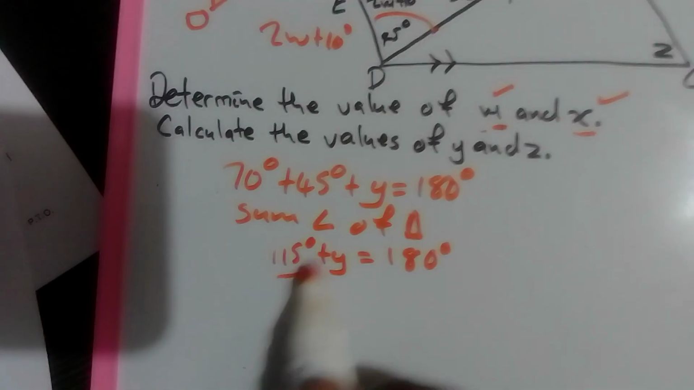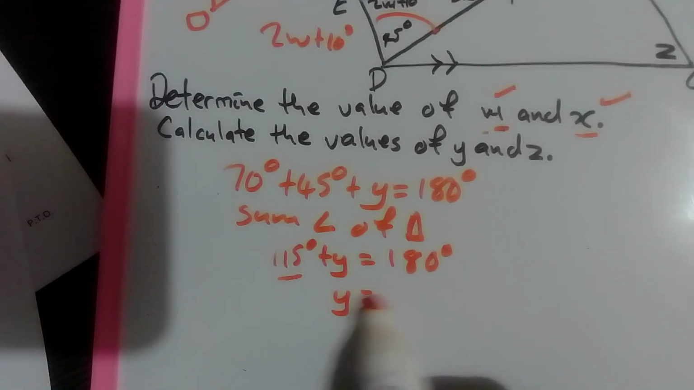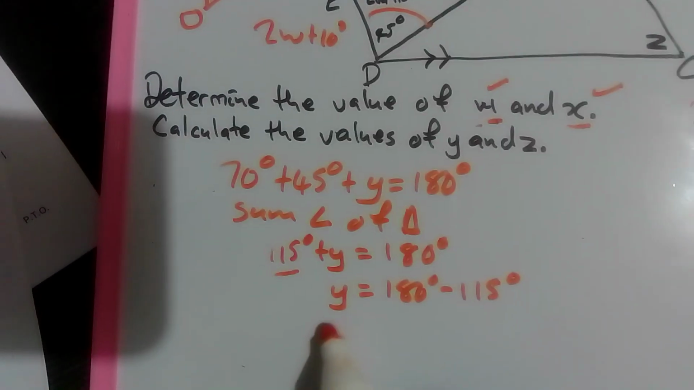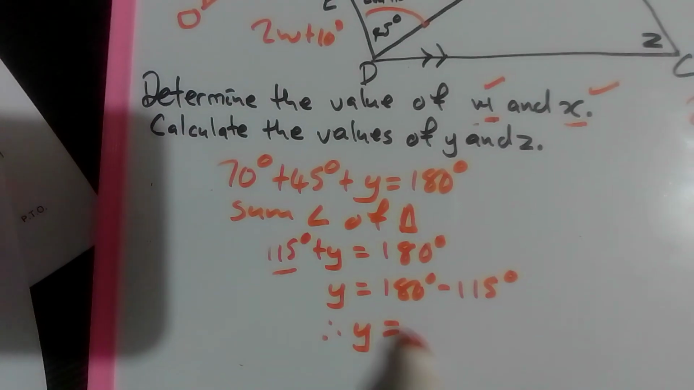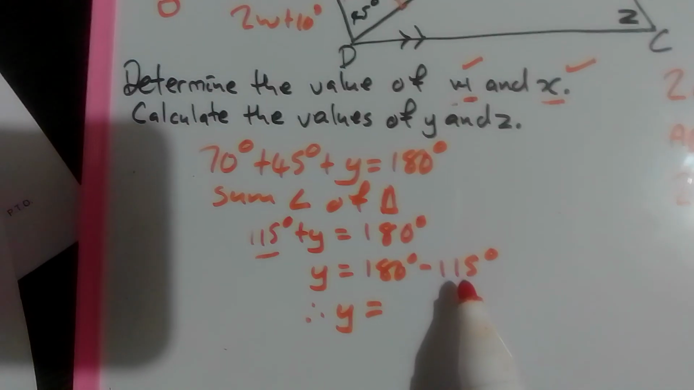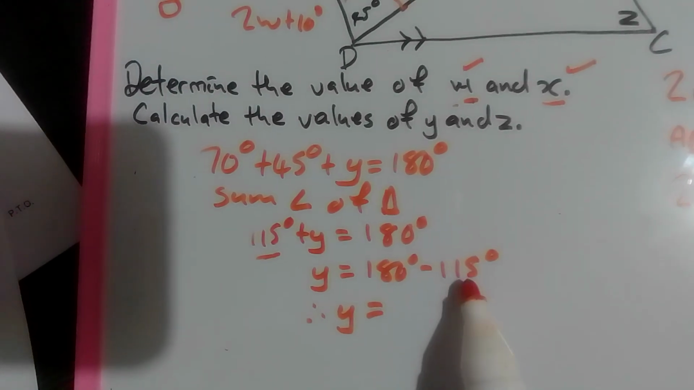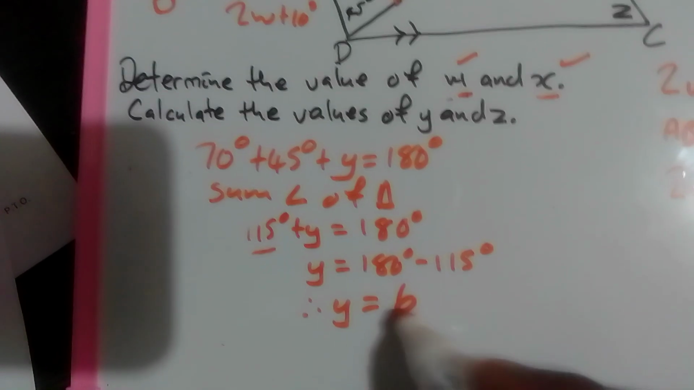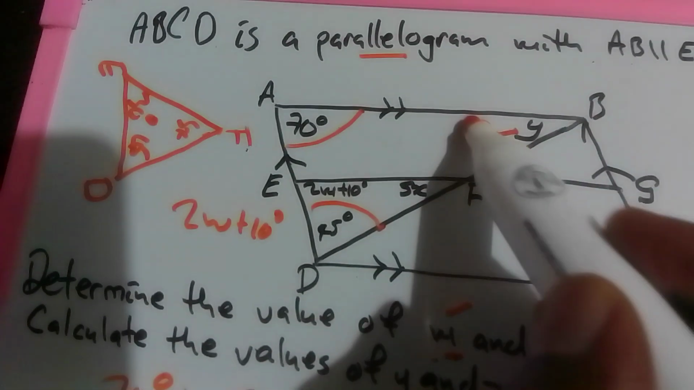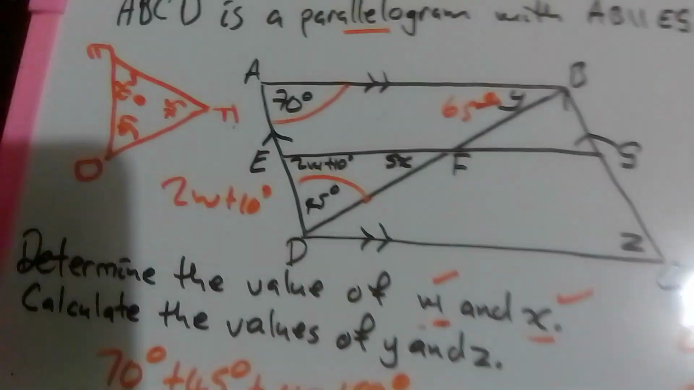I must transpose this, it becomes a negative. So y is equal to 180 minus 115. Therefore, y is equal to 180 minus 100. What do I get? I get 80, and 80 minus 15, I get 65. So therefore, my y is equal to 65 degrees. So there I have found that this is 65 degrees.